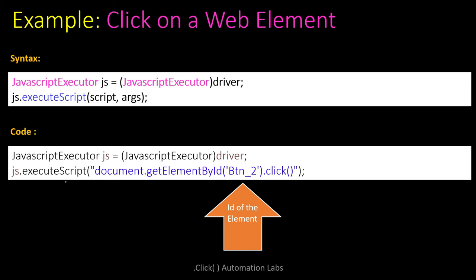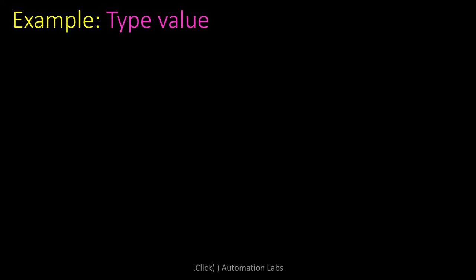Okay, so let's move on to the next, type value. To type a value, in general, we use the dot send keys method. The full syntax is driver dot find element by dot your locator, by dot name, by dot id, or whatever, dot send keys, and in double quotes you will be passing what value you want to type.